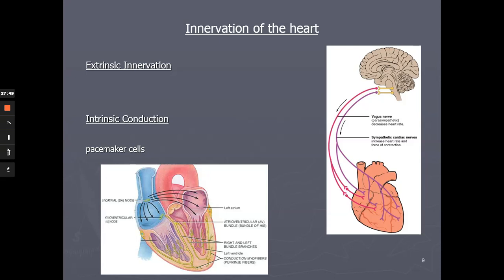The heart is stimulated by nerves extrinsically, and also intrinsically, it is self-excitable. So first, we're going to talk about extrinsic innervation. You're going to see these words pop up again in anatomy and physiology, these words extrinsic and intrinsic. Extrinsic means it's coming from someplace else. Intrinsic means it's all inclusive into that particular system or structure. So extrinsic means coming from the outside. Intrinsic means it's coming from the inside.